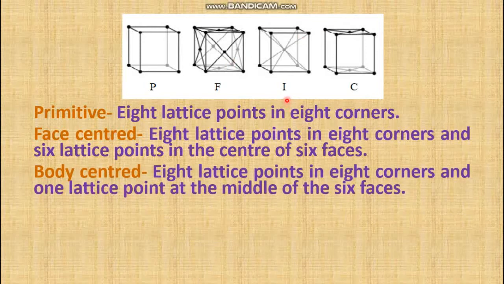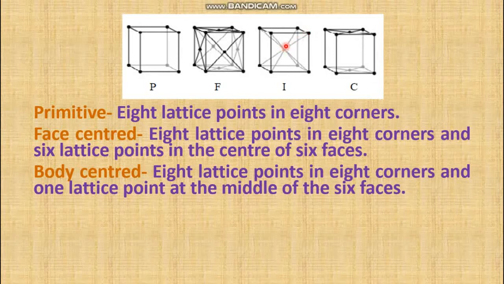For I, that is for body centered cube, 8 lattice points in 8 corners and 1 lattice point at the middle of the 6 faces. Middle of the 6 faces means it's in its body center. If you draw a straight line from the center to all the vertices, vertices meaning the plural of vertex, and vertex means the corner, then all the lines have the same length.